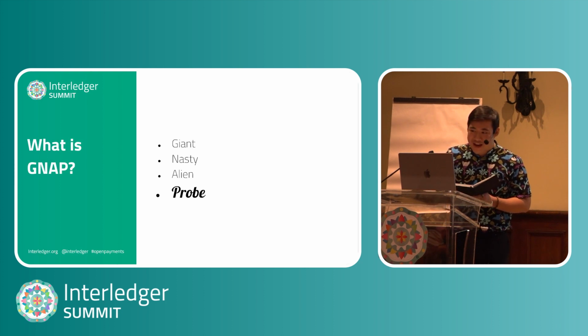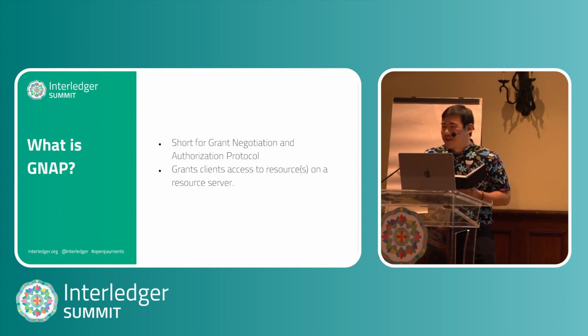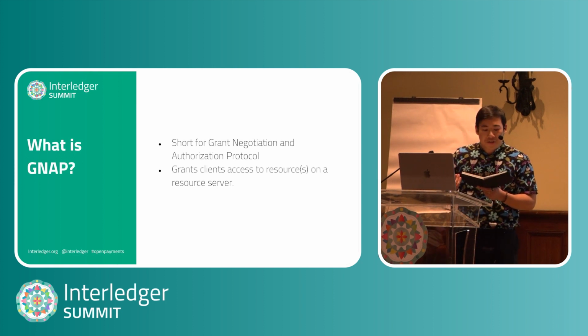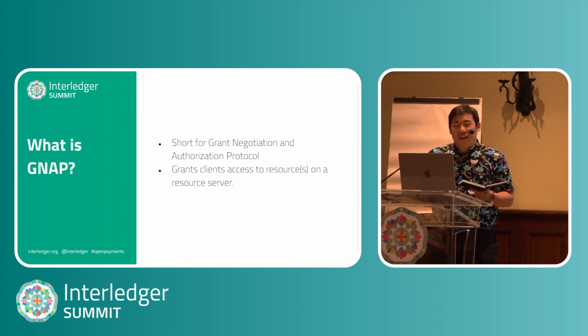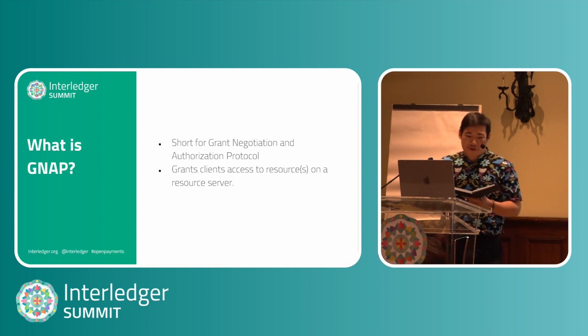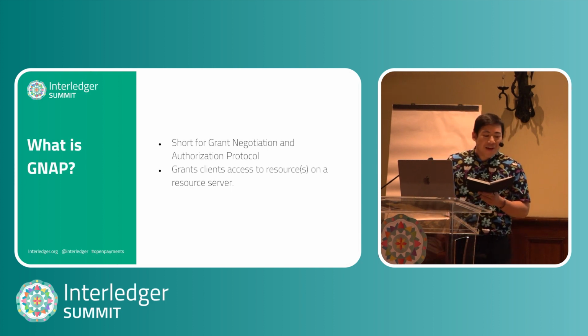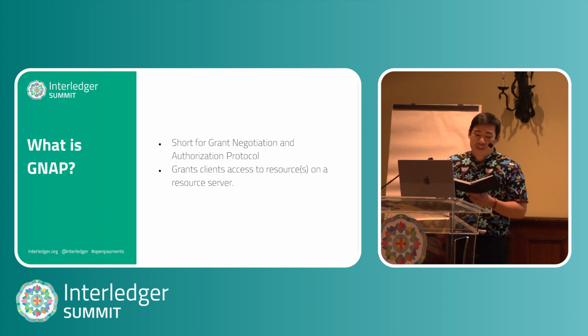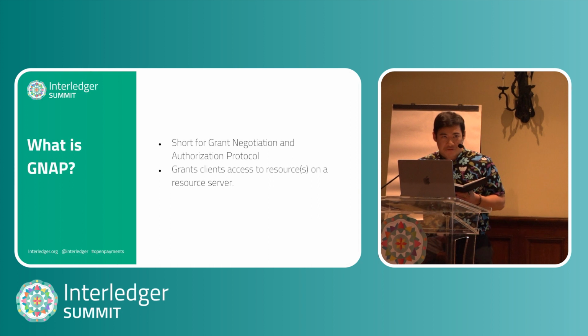Okay, let's get into it for real now. No more jokes. Anyway, GNAP stands for Grant Negotiation and Authorization Protocol. It's a successor to OAuth 2, which you may have encountered when signing up for a social media site, and it gives you the option to sign up with, say, your email or your Google account. GNAP is similar in that it is a process for a client to be granted access to specific resources on a resource server.